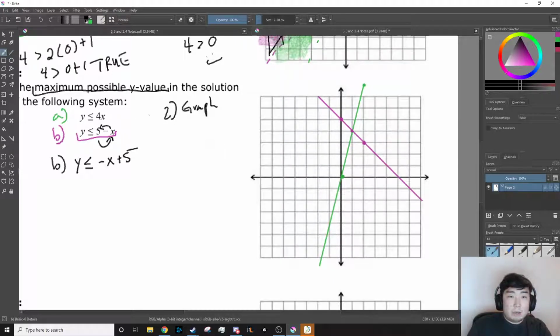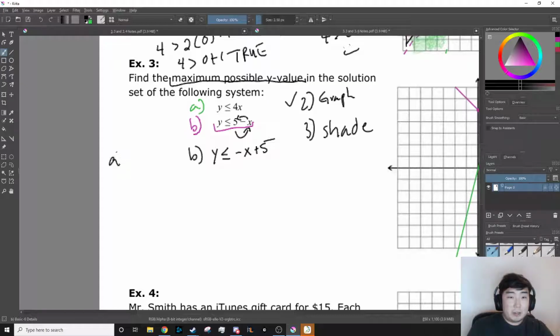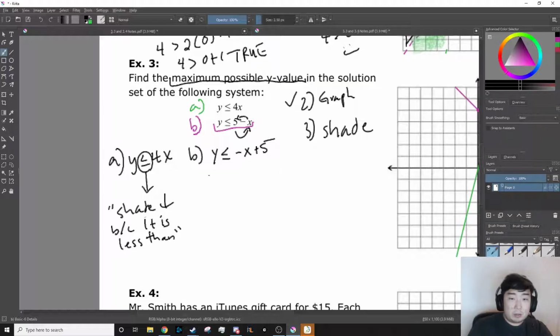So this is good now. Step 3, shade. Option A was y is less than or equal to 4x. So I know that I need to shade downwards because it is less than. I'll write that: shade downwards because it is less than. This one too, I'm going to shade downwards. That statement applies to B as well.